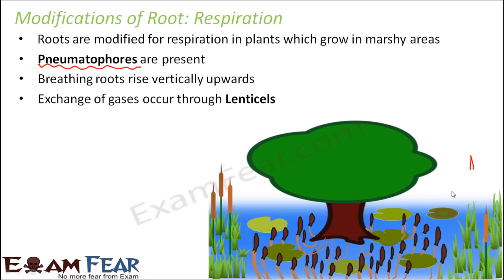Now what is present in these pneumatophores which actually helps in exchange of gases? Because whenever we talk about exchange of gases or exchange of water, it has to happen through some kind of pores, or something has to be present there. Basically it occurs with the help of small pore-like structures known as lenticels. These lenticels are present in these spike-like structures, and they help in exchange of gases. So these are spongy erect roots.